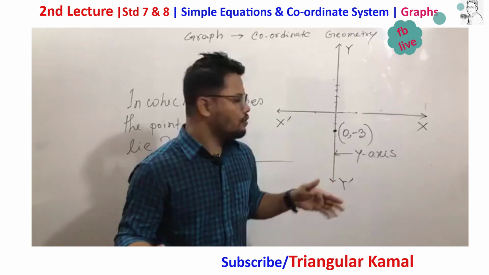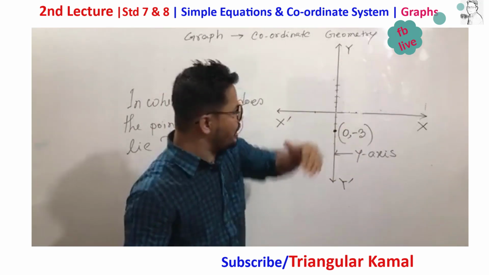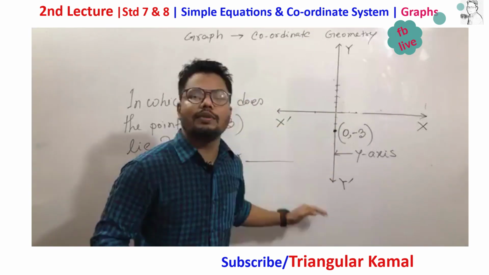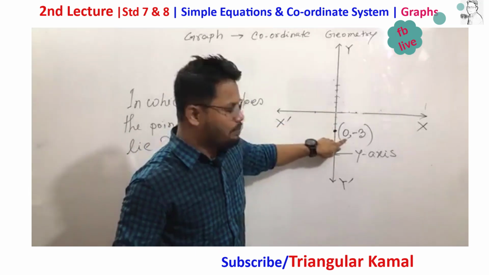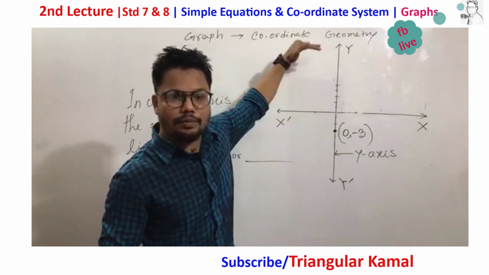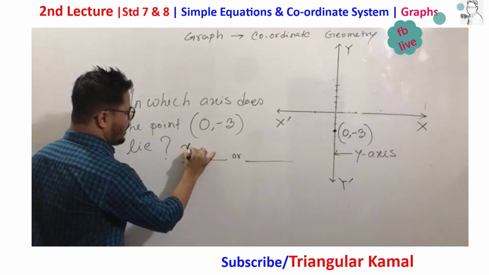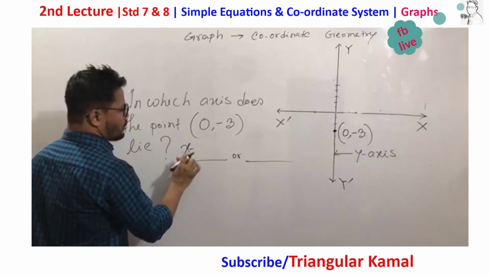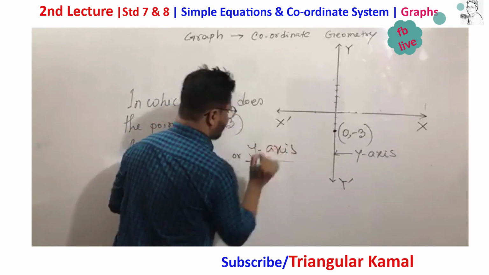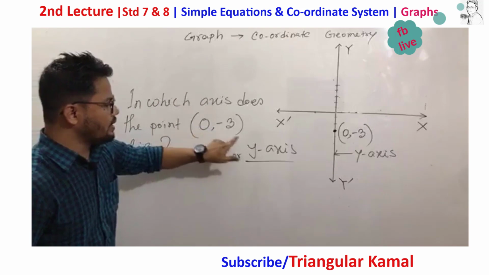Because x value is 0, definitely ordinate will be positive or negative. If the ordinate is positive, this point will be on the upper side. If the ordinate is negative, this point will be on the below or lower side. But abscissa is totally 0, so this is not right side or left side. Only it will change up and down. So when x is 0, the answer is y-axis. In which axis does the point (0, -3) lie?